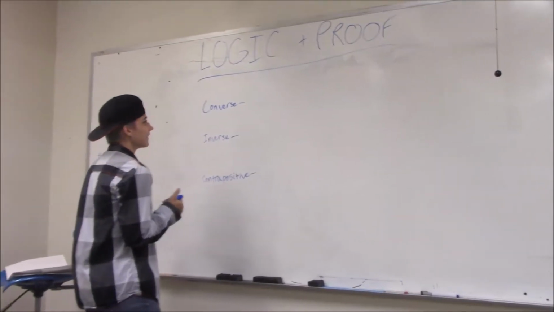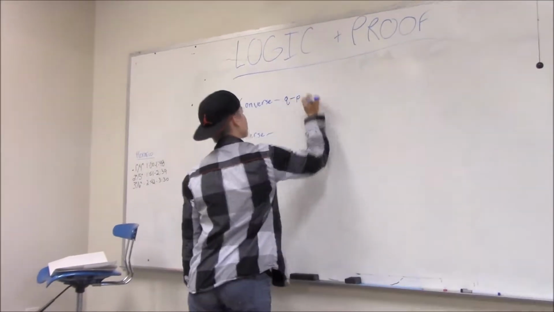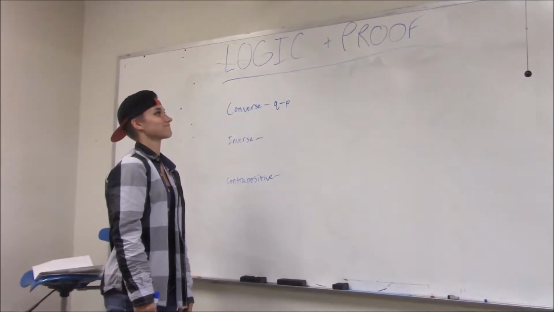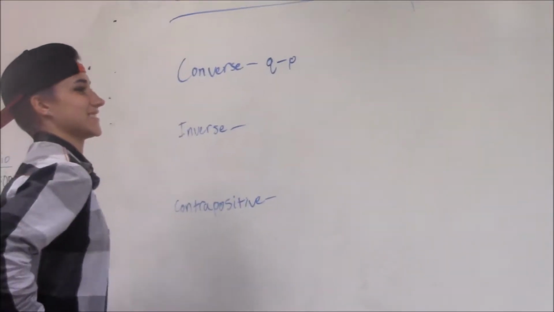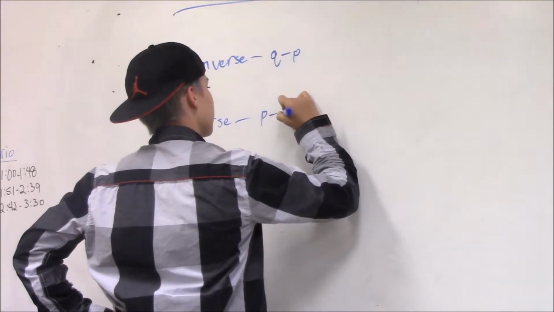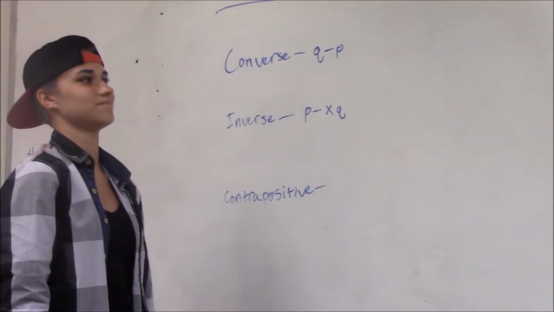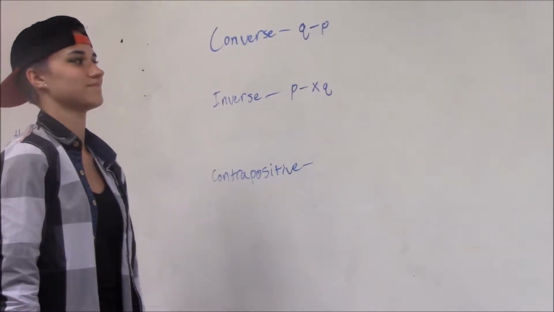Now, a converse changes the setup to Q implies P. So for our statement, if a person dies in less than 90 seconds, then they are in the vacuum of space. All right. Now, an inverse changes the setup to not P implies not Q. So our statement now changes to, if a person's not in the vacuum of space, then they will not die in less than 90 seconds.